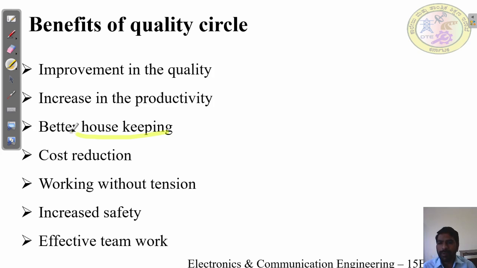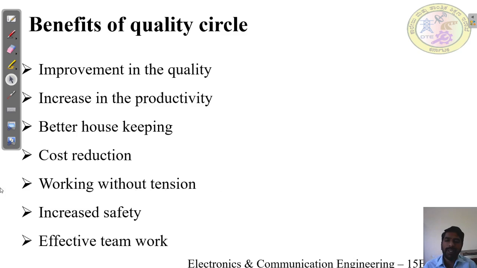Better housekeeping: cleaning is very important. If they don't have cleaning, most accidents happen because of housekeeping. If they don't keep the industry or organization clean, it will be a problem. They can have better housekeeping for better quality. Cost reduction: the cost of the product, the total quality cost, or the maintenance cost can be reduced. The overall cost will be reduced.